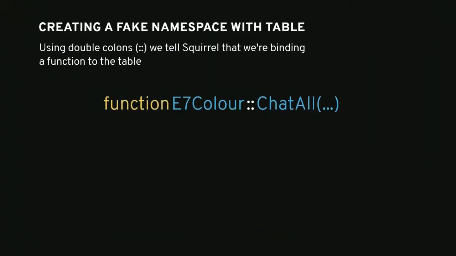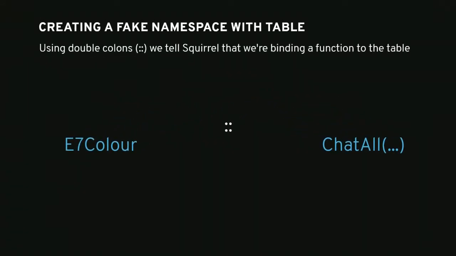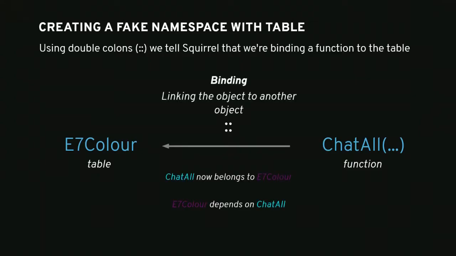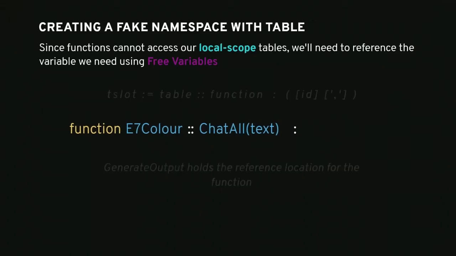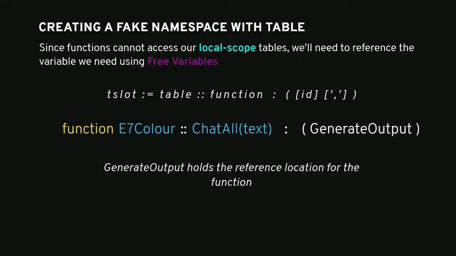For us to bind a function, we need to use double colons to bind a function to a table. So we're going to bind the chat all function to a table. Now for us to access it, we have to call the e7 color table to access the function. Now the function that we use is not a part of the global scope, so we need to use free variables to include it into the function. We can do this by using the colon and brackets. So we need to tell Squirrel what local function to put into the function scope. We want to use generate output for the function to work.